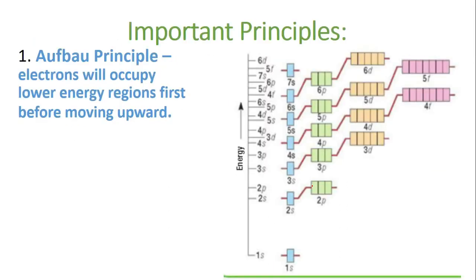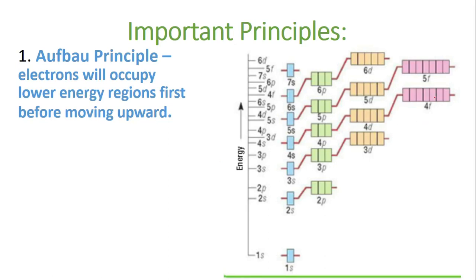Awesome. All right. So the Aufbau principle, I believe that's how you say it, says electrons will occupy the lower energy regions first before moving upward. So here is a diagram of energy levels, and you can see this works out that you fill up the first energy level, the second energy level, and the third energy level is where it starts falling apart. You get the 3s and the 3p, and rather than fill up the 3d, you actually fill up the 4s first. And that makes people a little upset.